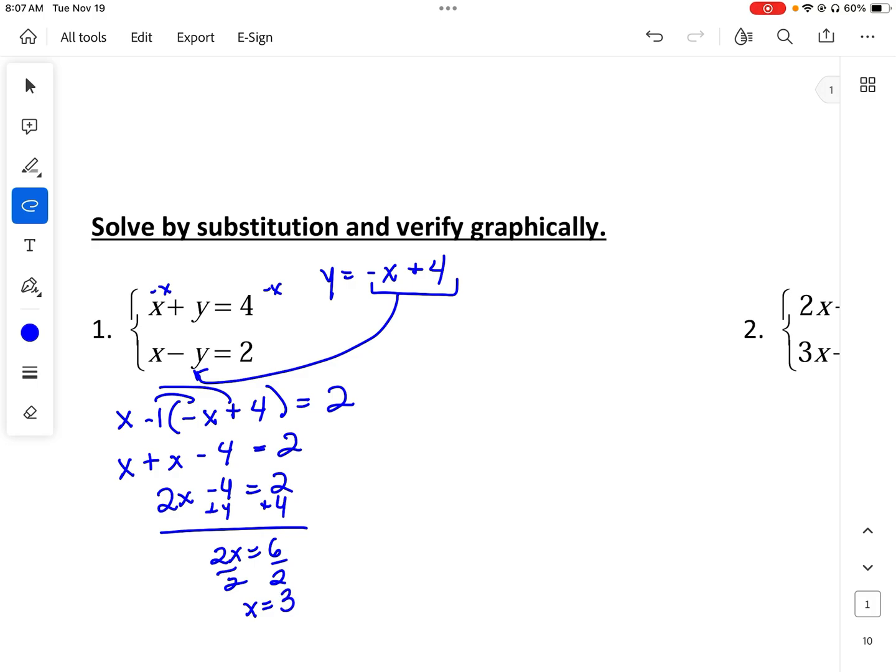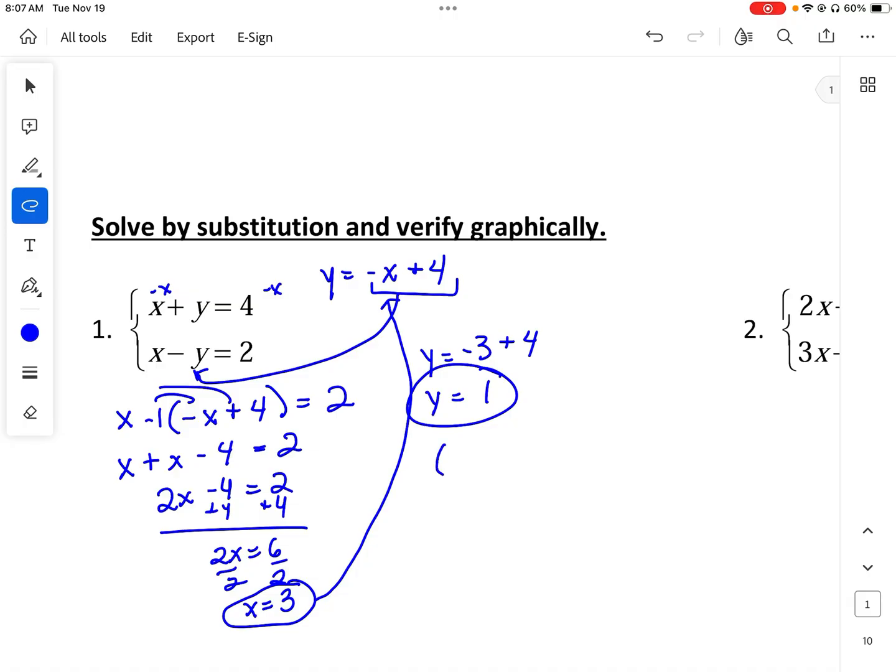Okay, so we solved for one of the variables. Now we have to solve for the other variable. So I can actually plug this into that equation. So y equals negative, x is 3 plus 4. So y equals 1. So then our solution is x comma y. So 3, 1 is our solution.